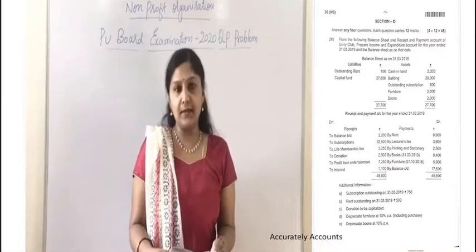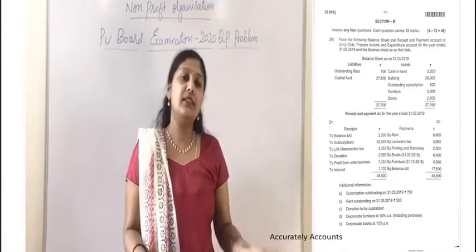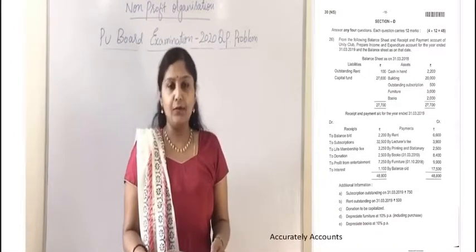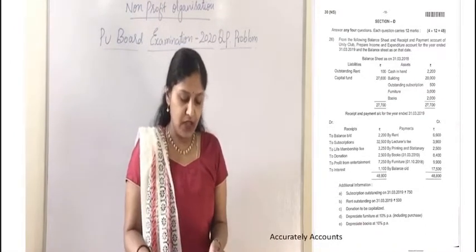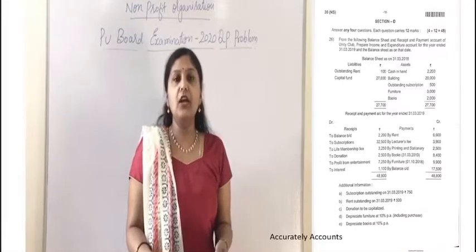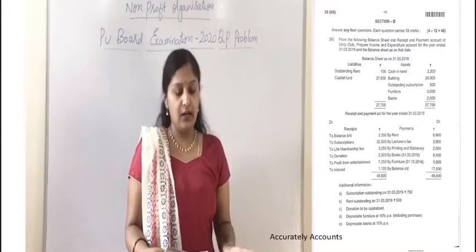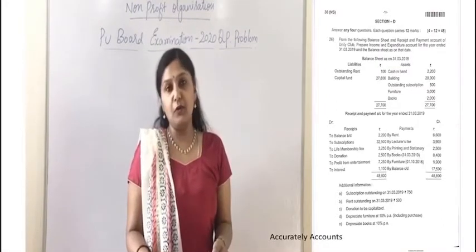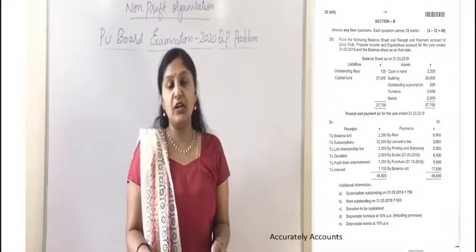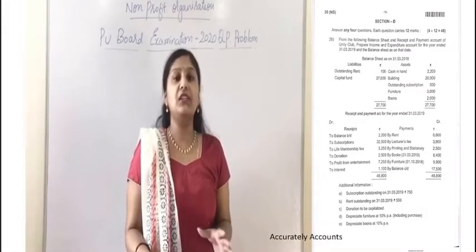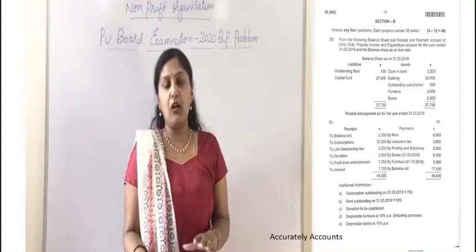Current year subscription. Subscription is a revenue to the non-profit organization. We need to treat it below the incomes in the income and expenditure account. Life membership fees is given. It is very clearly understood that it is a capital income. So we need to treat it below the liability side of the balance sheet. Revenue items are taken in the income and expenditure account basically.